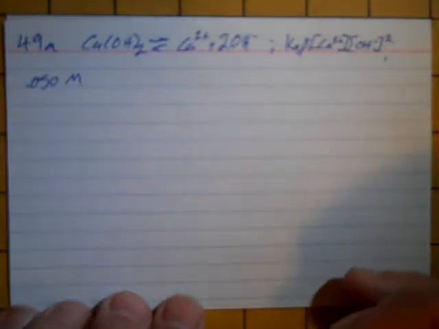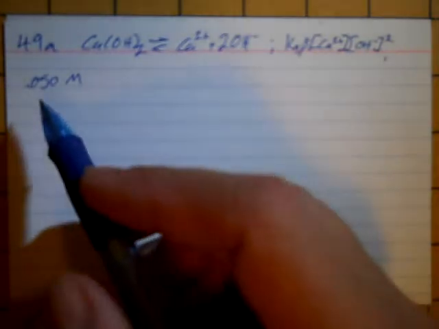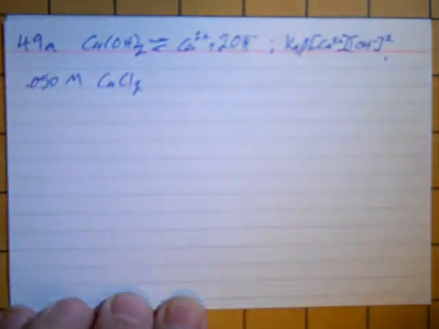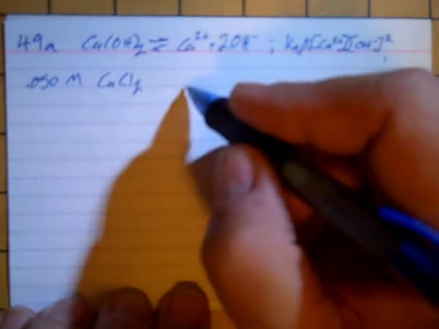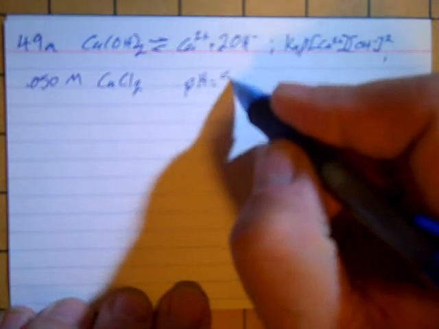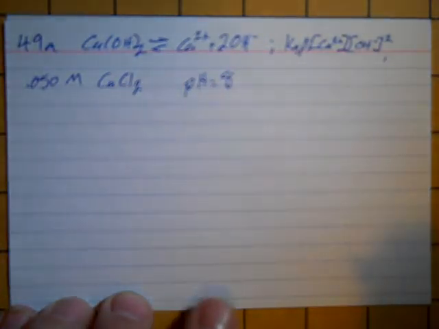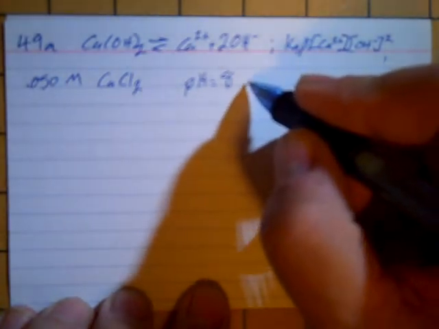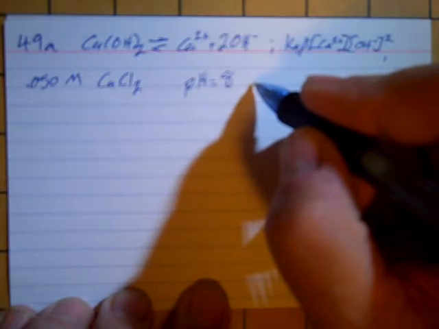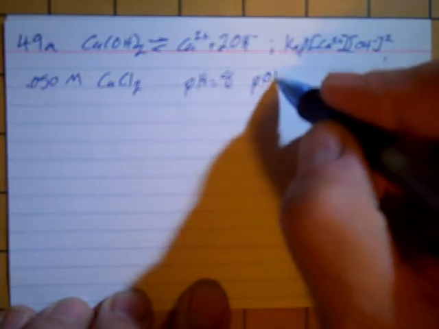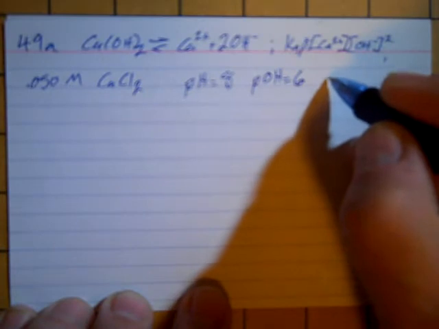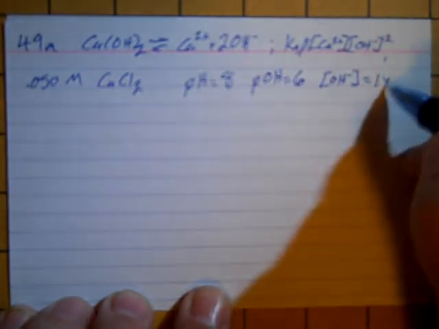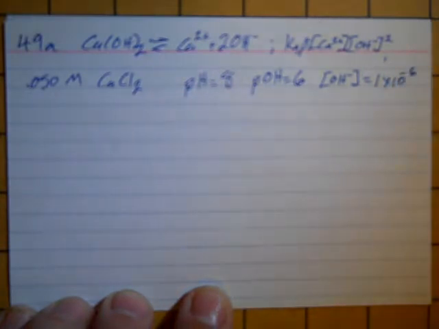Number 49A is a "will a precipitate form?" problem. We're told that we have 0.050 molar calcium chloride and that we are going to adjust the pH to equal 8. Now 8 is basic, so there are going to be hydroxide ions. And just like in one of the previous examples, we know that pOH will equal 6 and that the concentration of hydroxide is going to equal 1 times 10 to the minus 6.